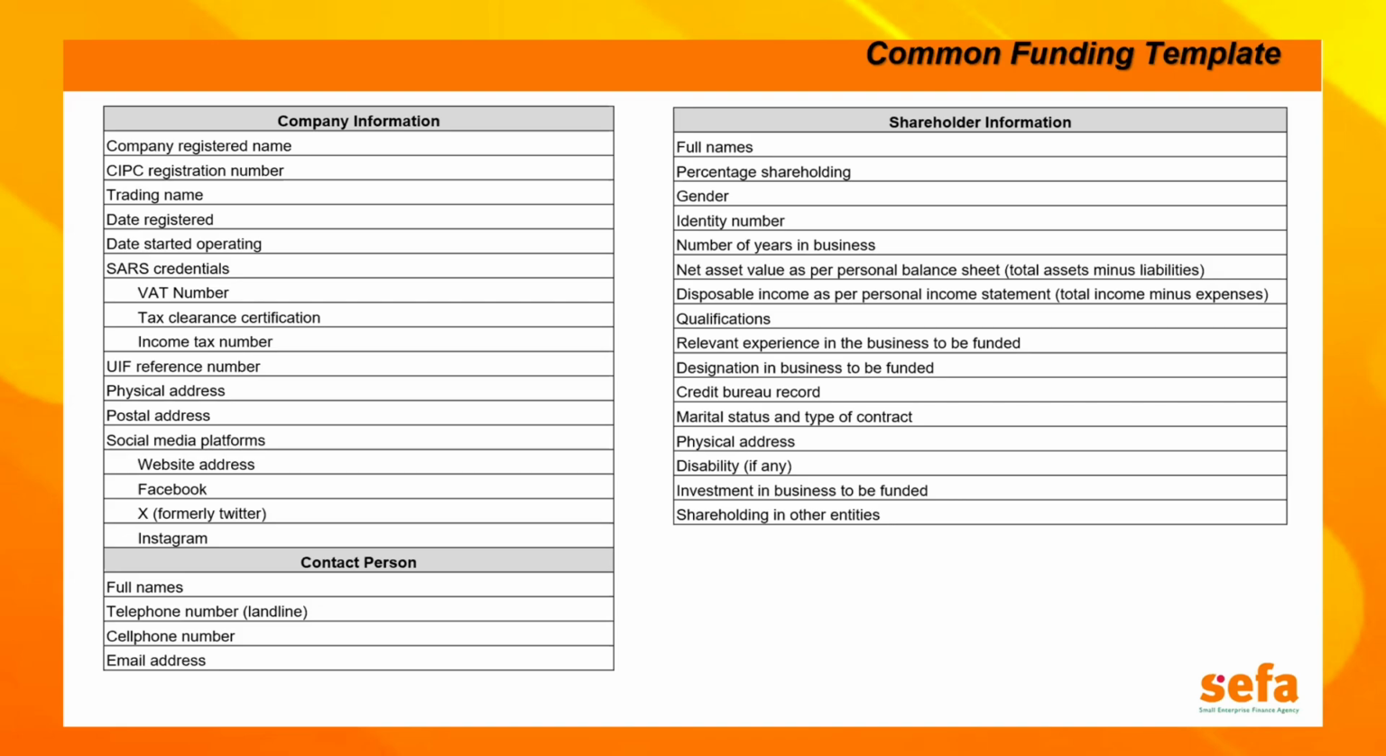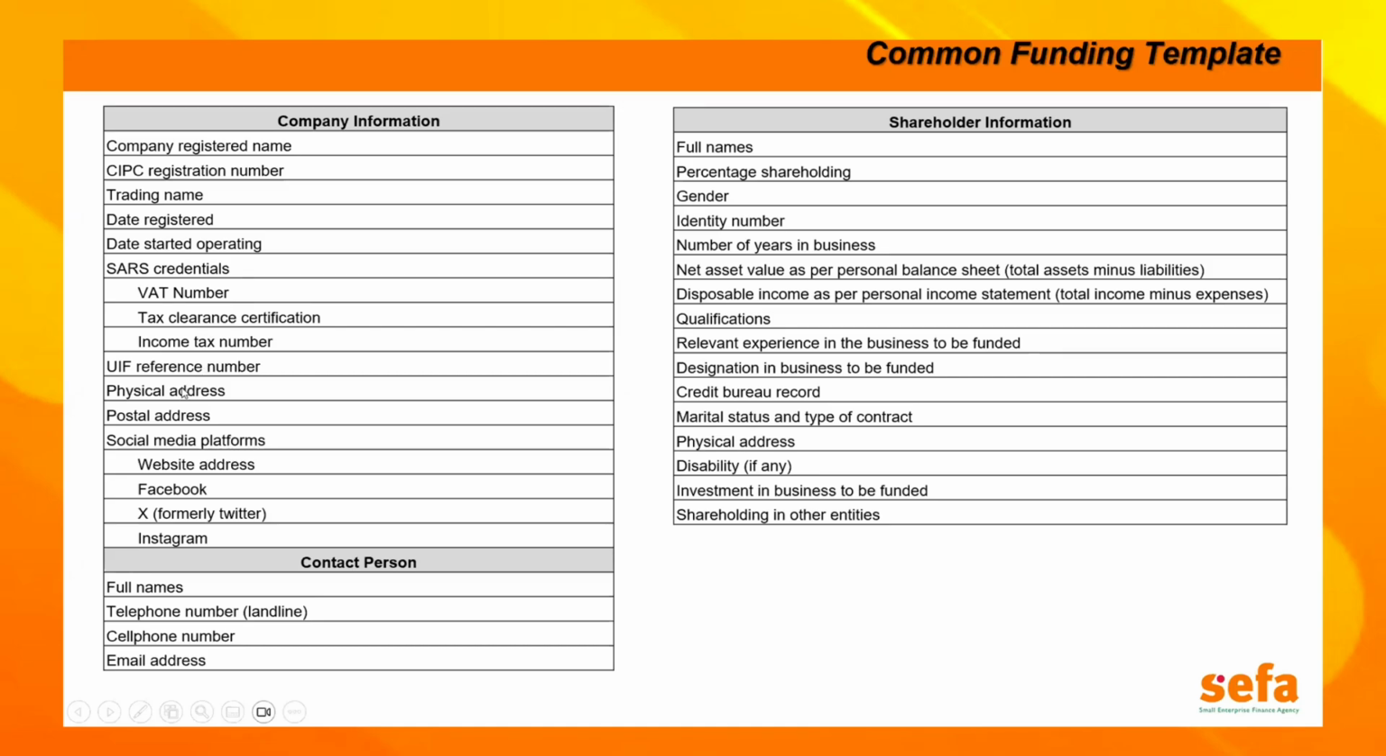So when you look at that section, you need to tell us about the registered name of the company, the registration number, the trading name, the date the company was registered, because that is important. It tells us as lenders for how long the business has been in operation. And the SARS credentials. In terms of compliance, we expect that businesses that we support have to be SARS registered: the VAT number, the tax clearance certificate, which has to be valid and not expired, the income tax number, the UIF registration number. Again, that also is something that is very crucial for us to know.